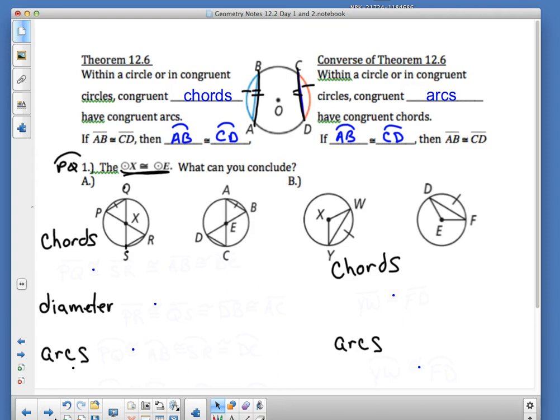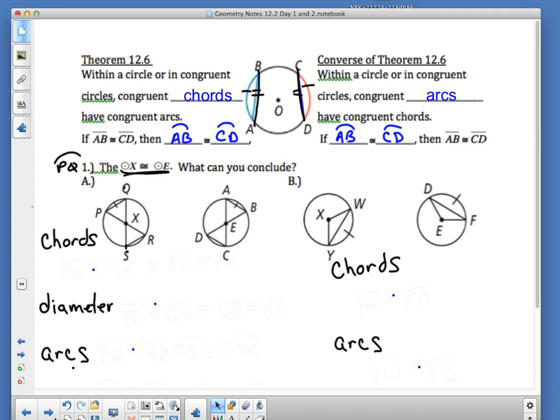When we're doing this, keep in mind, within a circle or congruent circles, congruent chords have congruent arcs. So if I just have two chords that are congruent and the circles are congruent, those radii are the same, then the arcs that the endpoints of the chords define are also congruent. And I have the converse of that. If I have two congruent arcs, then the chords that connect their endpoints are congruent.